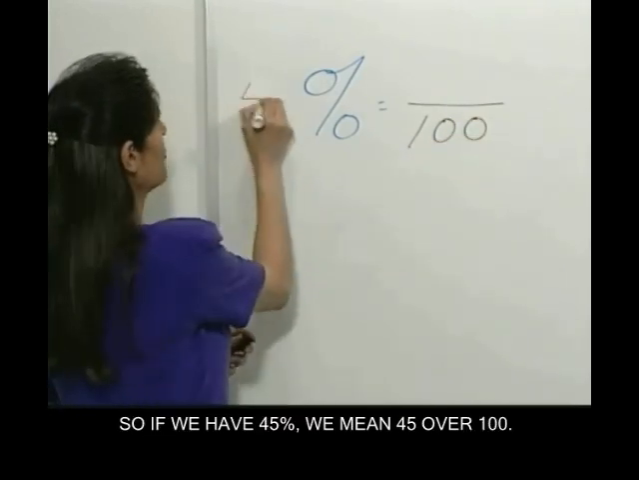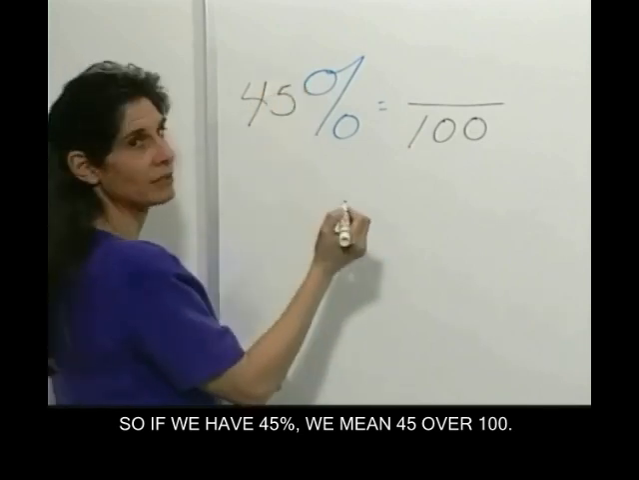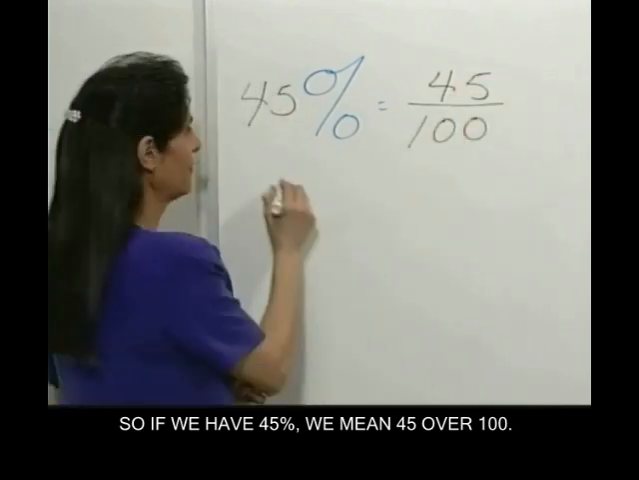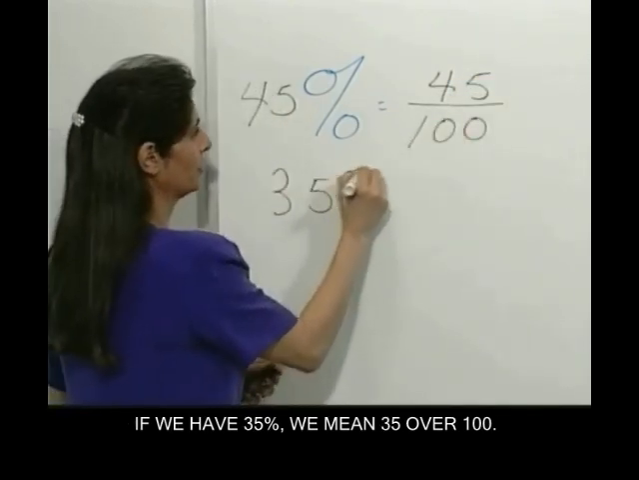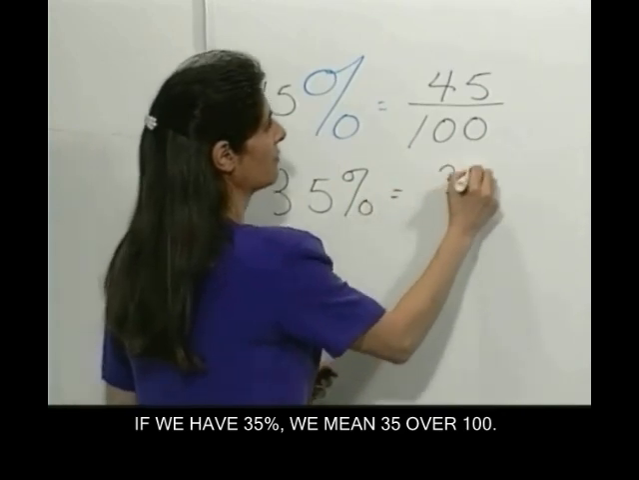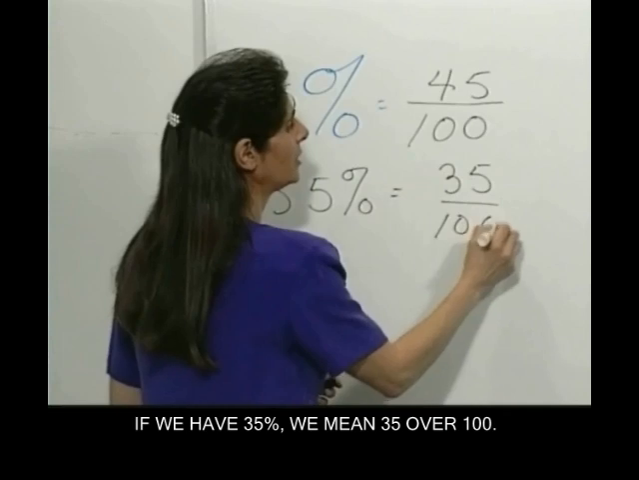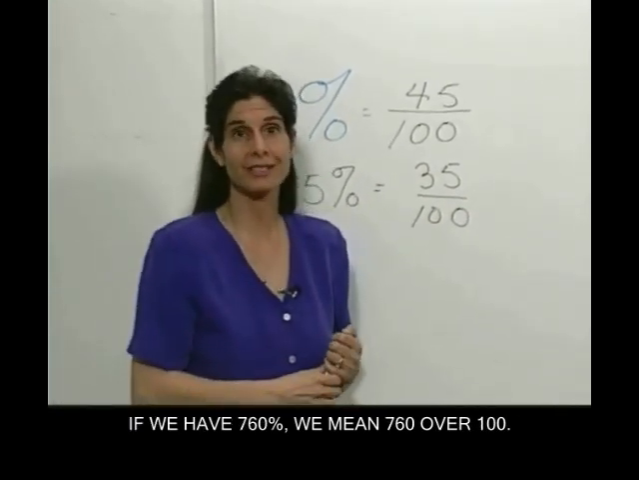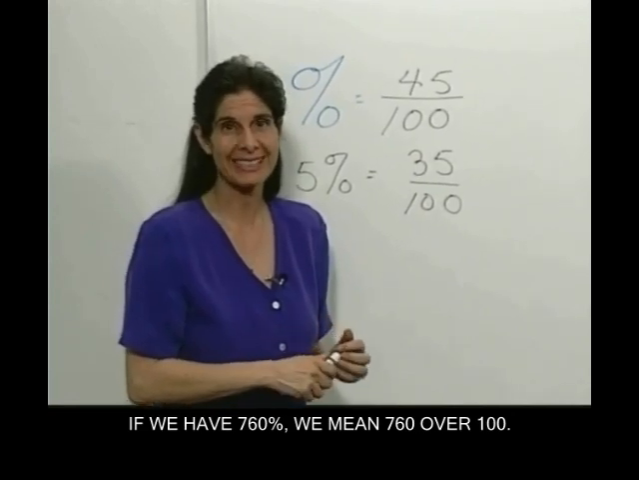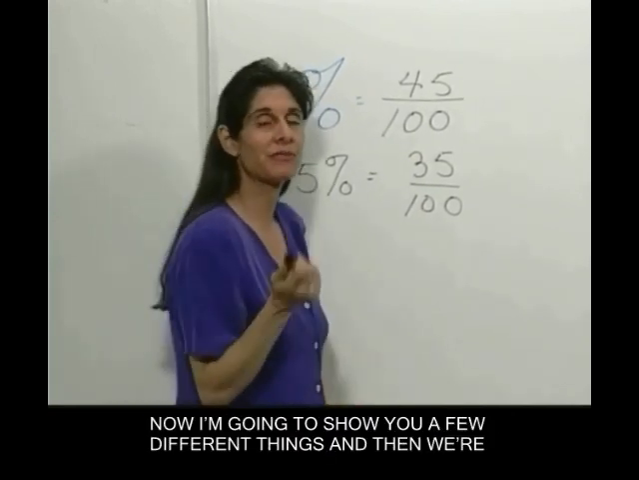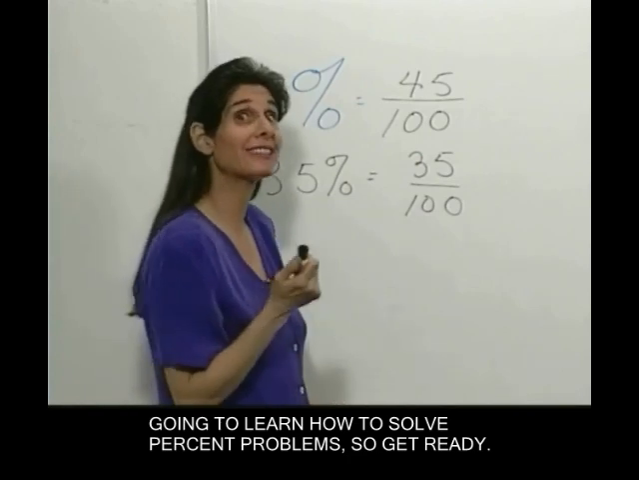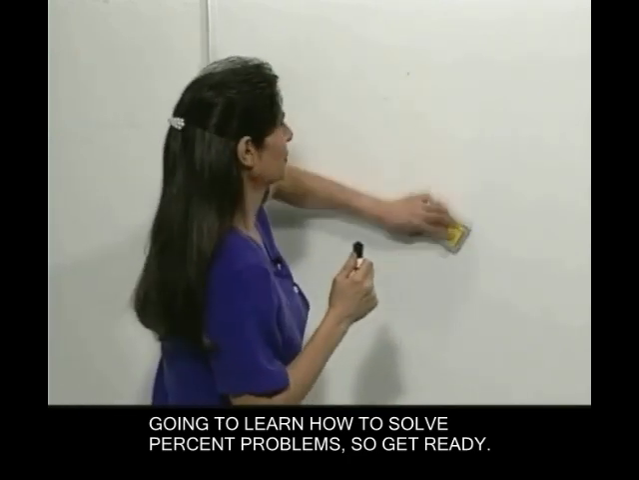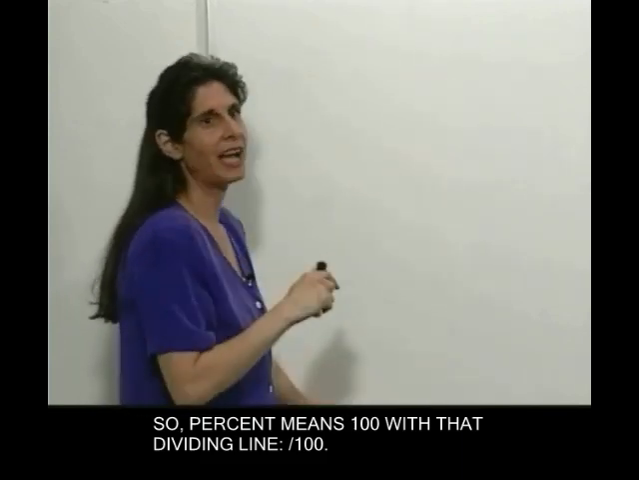So if we have 45%, we mean 45 over 100. If we have 35%, we mean 35 over 100. If we have 760%, we mean 760 over 100. Now I'm going to show you a few different things, and then we're going to learn how to solve percent problems, so get ready. So percent means 100 with that dividing line.